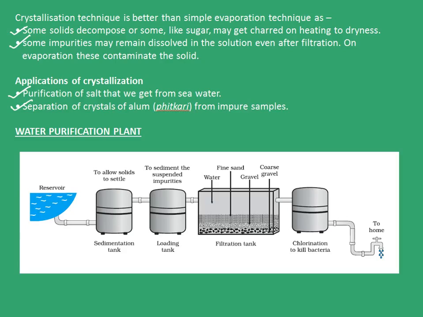The next step is the filtration tank. In the filtration tank, fine impurities are filtered out of the water. In the end, it is passed through a chlorination plant to kill the bacteria that are present in the water, and in the end, this water is supplied to homes.